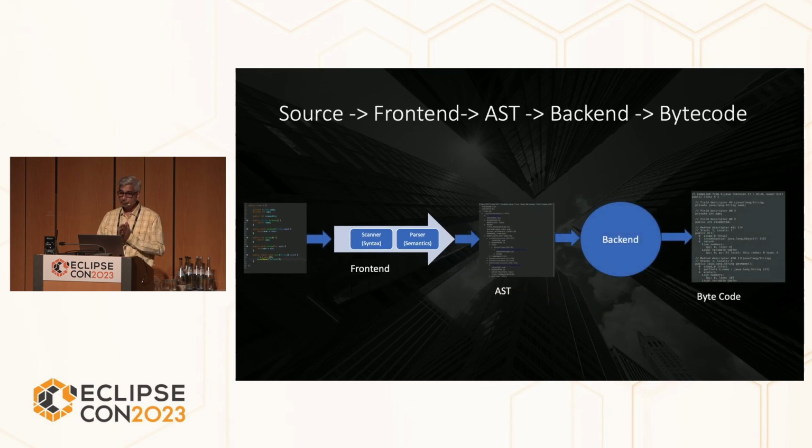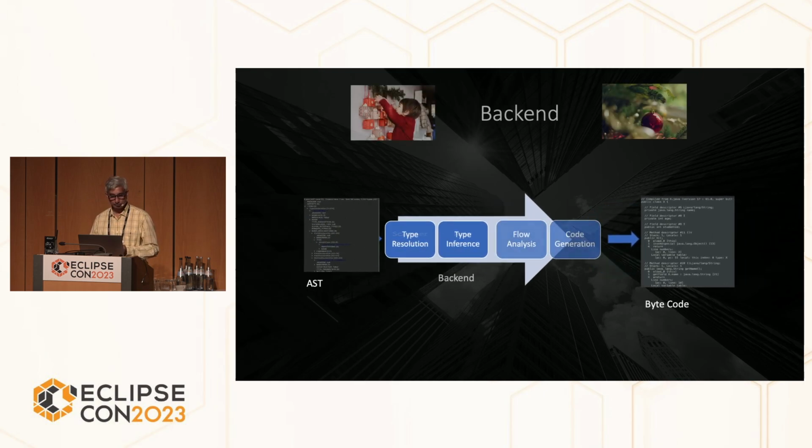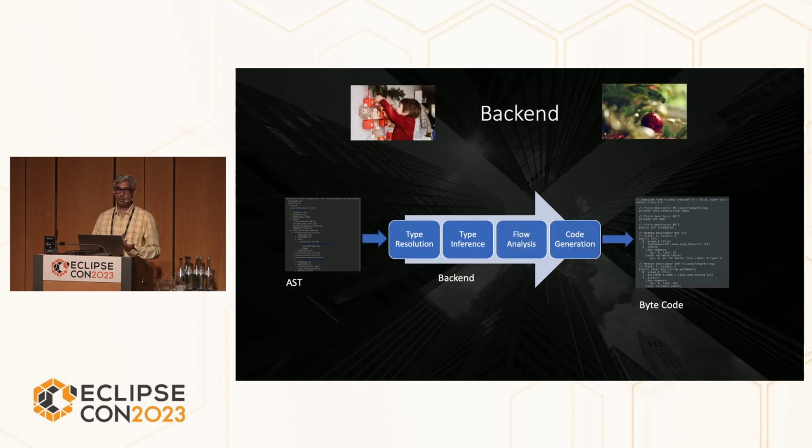Then what do we do? We take this AST. We still haven't figured out what the backend is. We'll take this AST and create the byte code.